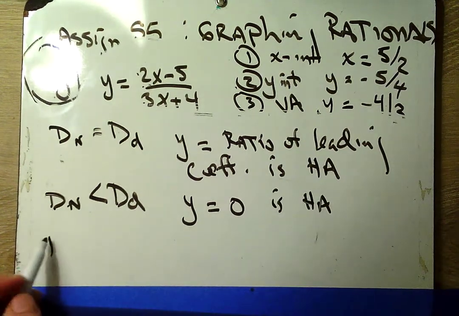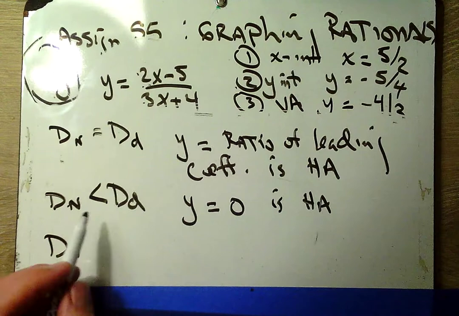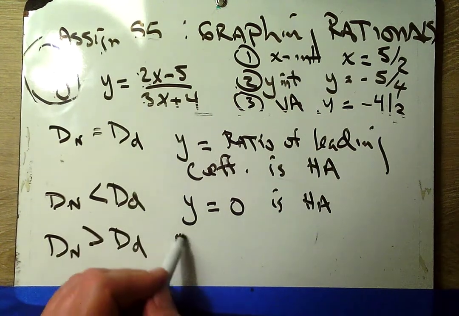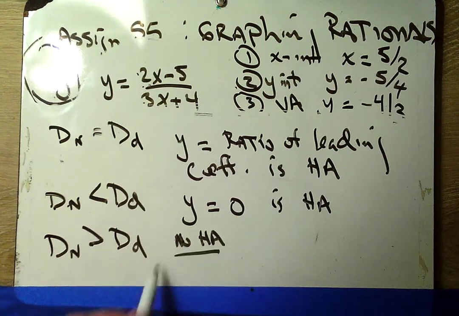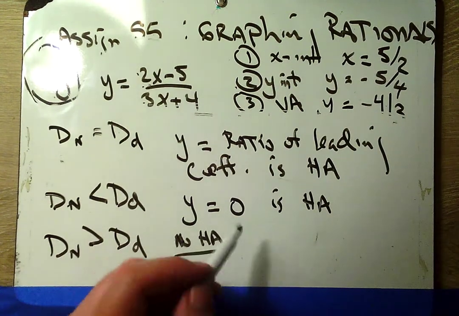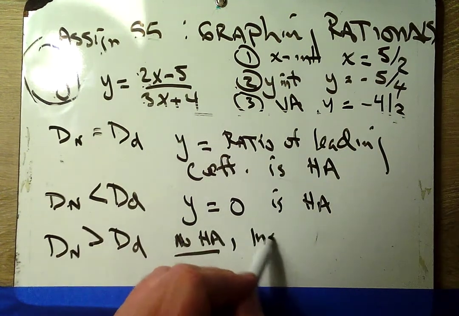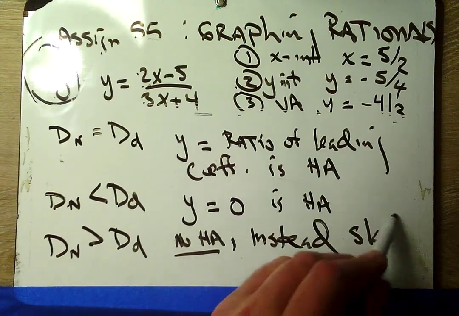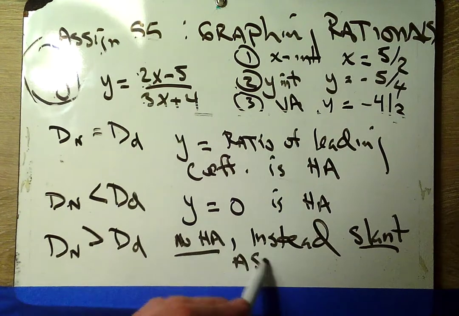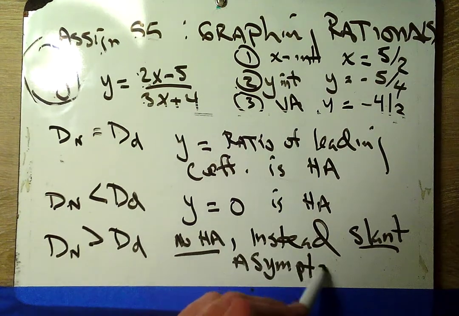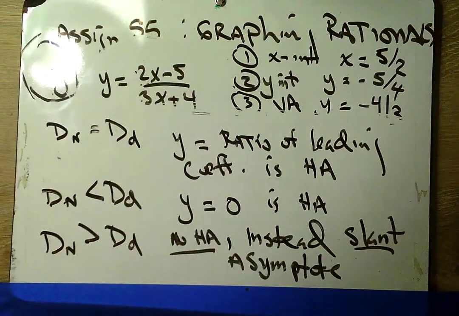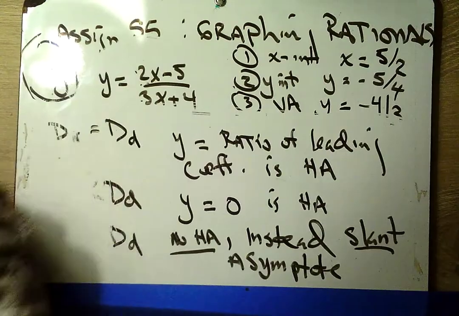And then finally, if the degree of the numerator is actually bigger than the degree of the denominator, there is no horizontal asymptote. Oh, yay! No, sorry. Instead, we have a slant asymptote. So we're going to have to talk about how to find a slant asymptote. Yeah, slant asymptote. That'll be a thing.